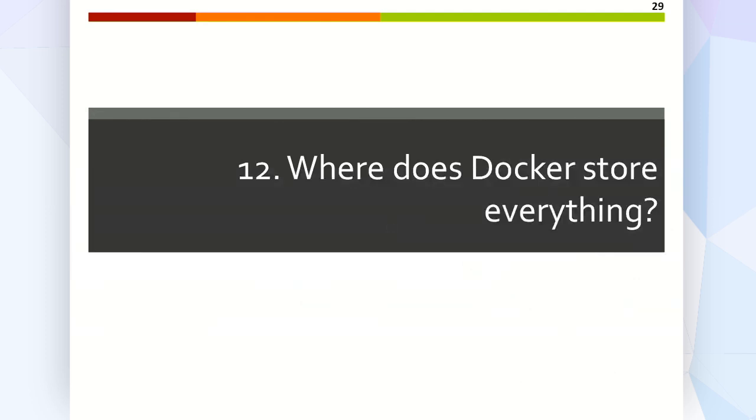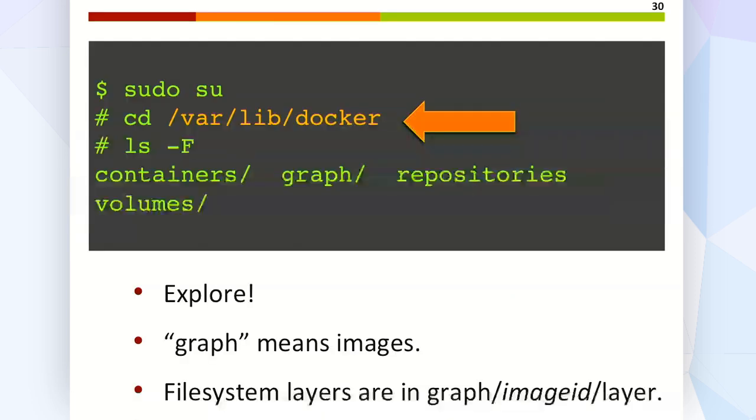Number 12, where does Docker store everything? Spelunking into the internals a little bit is always kind of fun. Docker stores everything in /var/lib/docker. If you switch to the super user and cd into /var/lib/docker, it's not only fun, it's educational to go in there and see what's going on. It's pretty obvious the containers are stored in the containers directory. The graph, not quite as obvious, that's the images. And the volumes is the volumes.